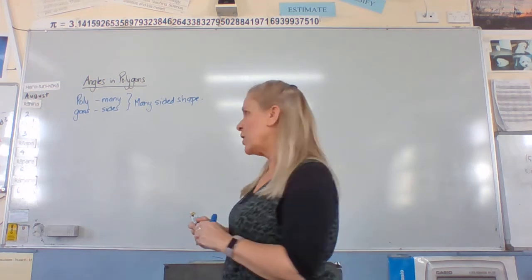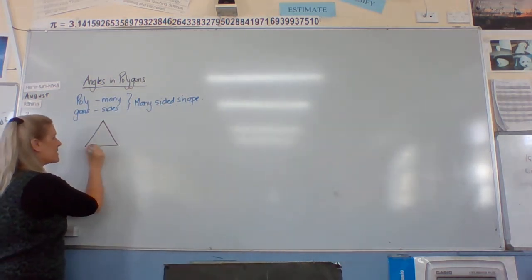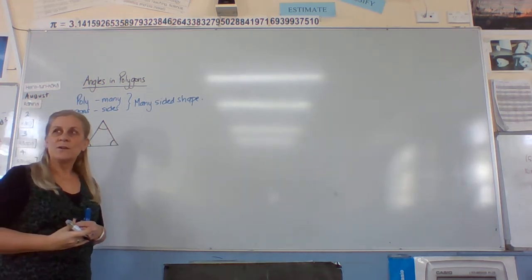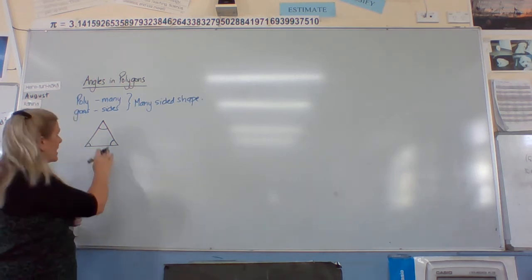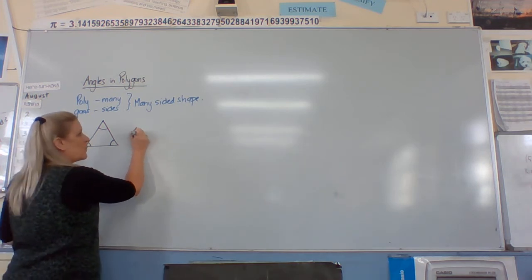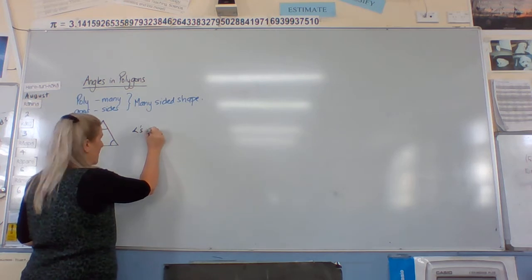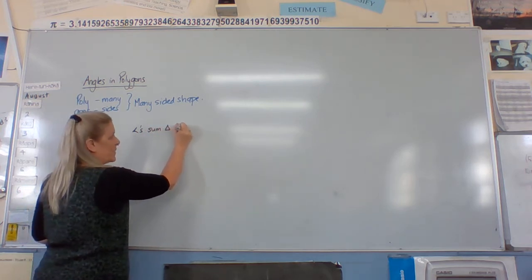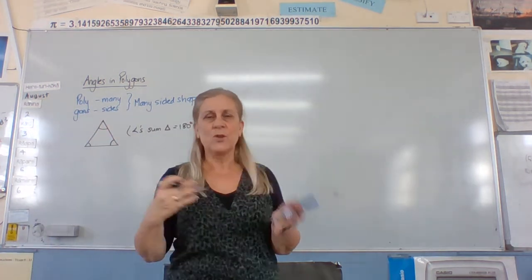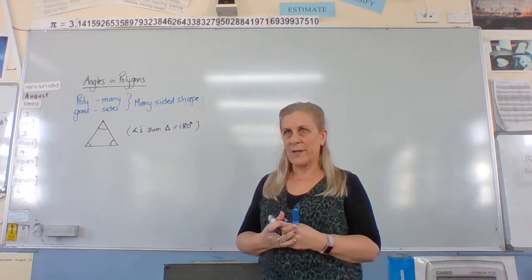So if we start with a triangle, we know that the sum of the angles inside a triangle are what? How much do the inside angles of a triangle add up to? 180, okay? So we can write that as angles in a triangle add up to 180, or we can write the angle sum of a triangle equals 180. You can use either one, it doesn't matter. Okay, so then we go to a quadrilateral.